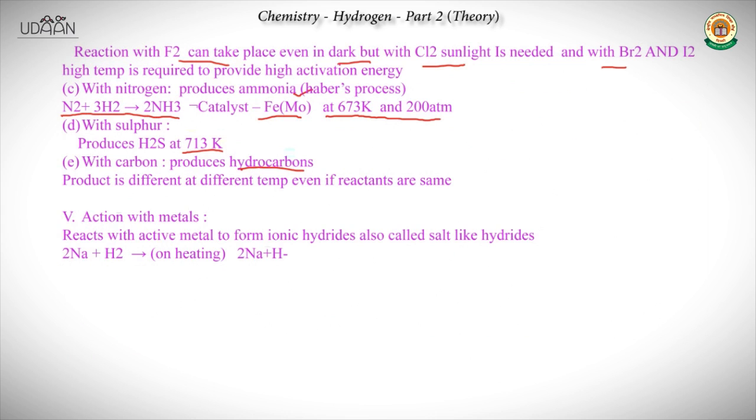Hydrogen gas can directly react with metals, but on heating. Can it react with any metal, like an inactive one? No, it cannot react with any metal. It can only react with metals which are above hydrogen in the electrochemical series. We have already seen that sodium etc. are above hydrogen in the electrochemical series. That's why here sodium is reacting with H2 on heating.